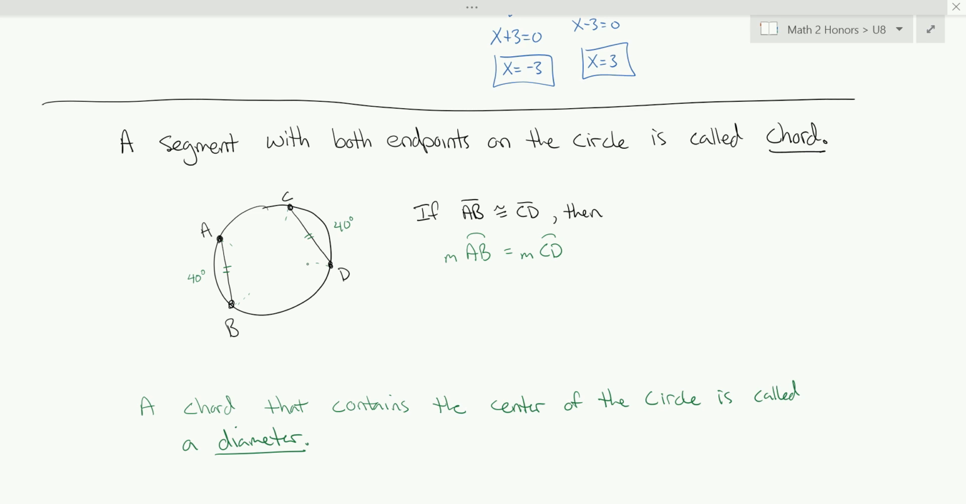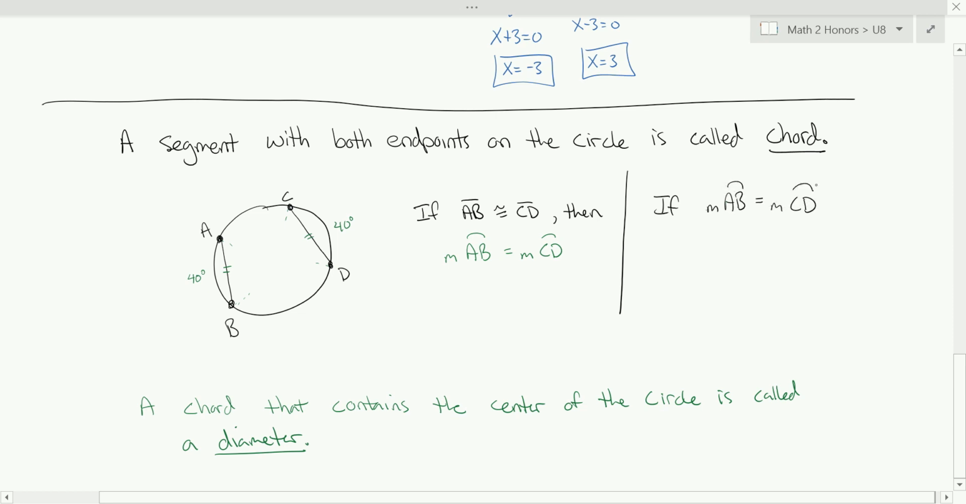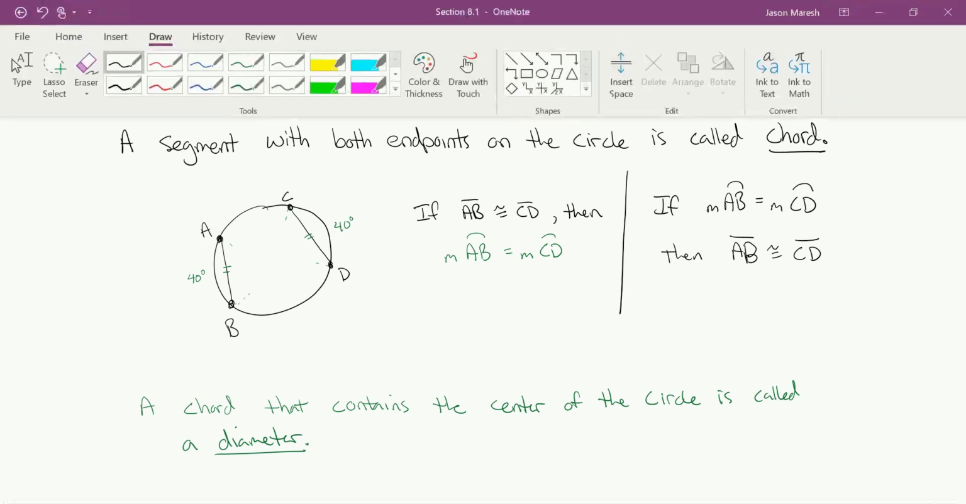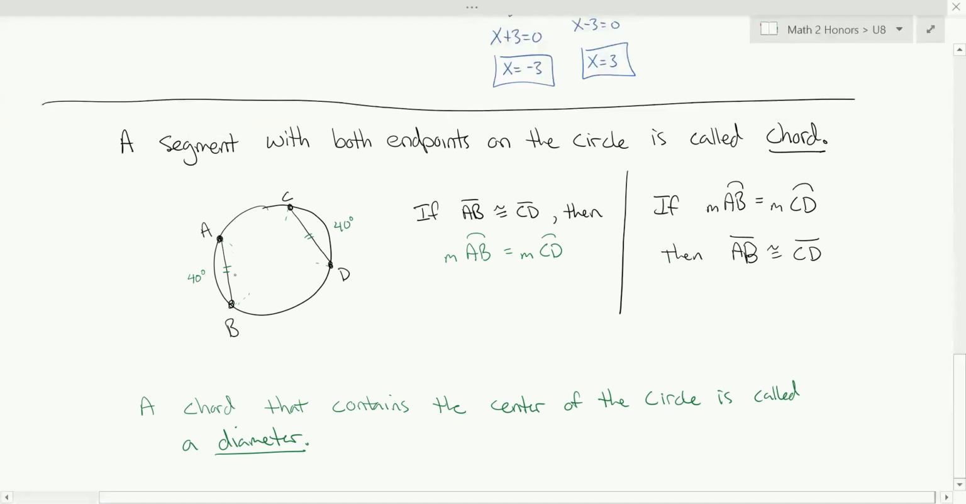Okay. It also works the other way around. You could start with, if the measure of the arcs are congruent or equal, then you can get to the fact that the chords themselves are congruent. Okay. Maybe I'll do that quickly for you too. So let's say we don't know that the chords are congruent yet, but we know that the measures of the arc, say they're both 40 degrees.